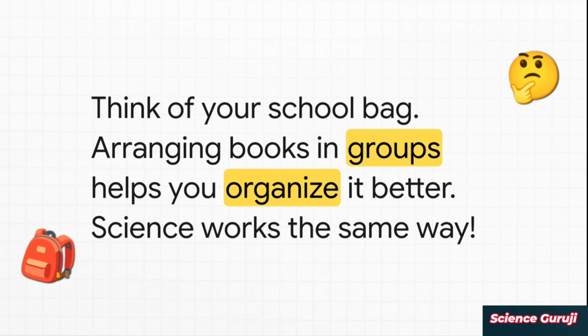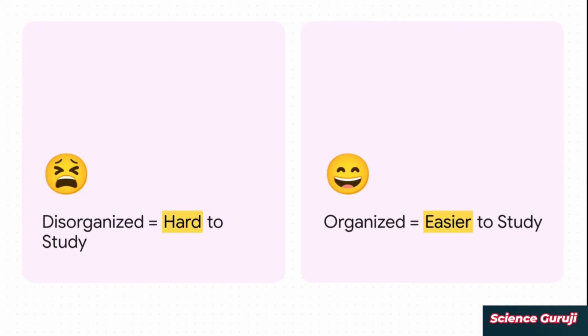Just imagine your school bag. You know the feeling. When it's a total mess, trying to find a pencil is a real struggle, right? But when everything is organized, it's so much easier to find what you need. Well, scientists do pretty much the same thing with plants and animals. By grouping them based on their similarities and differences, we can understand them so much better. So the crucial point is, organization is key.